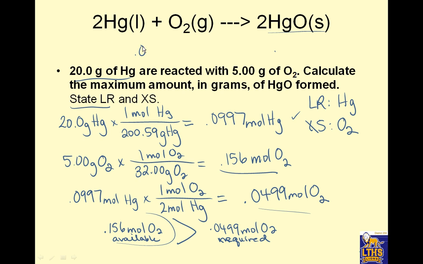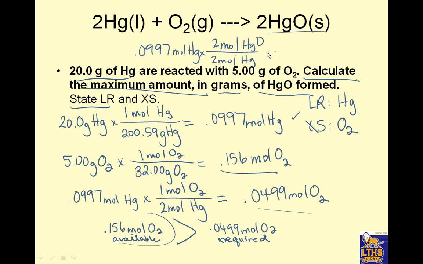So 0.0997 moles of mercury are going to be used up, and it's all going to be used up if everything works perfectly. And 2 moles of mercury will form 2 moles of mercury oxide. But guess what? I want to know the maximum amount in grams of mercury oxide. So I'm not going to stop at moles of mercury oxide.